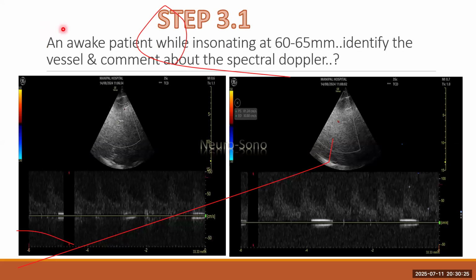So step 3.1 in that stepwise approach: an awake patient, insonating at 60 to 65 mm. Identify the vessels and comment about the spectral Doppler. Can someone do this?